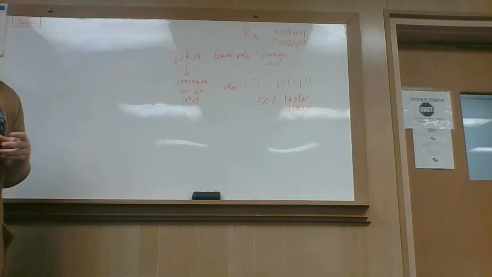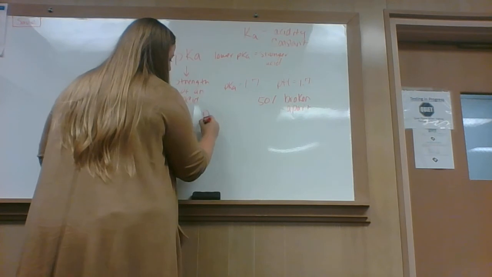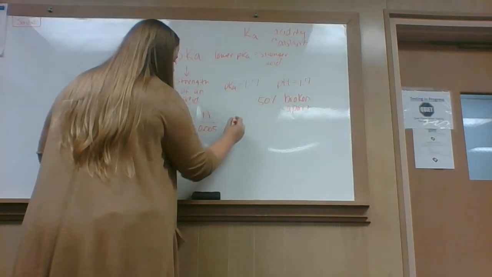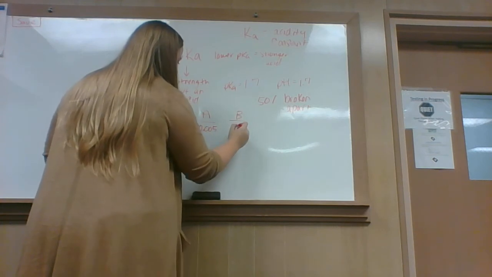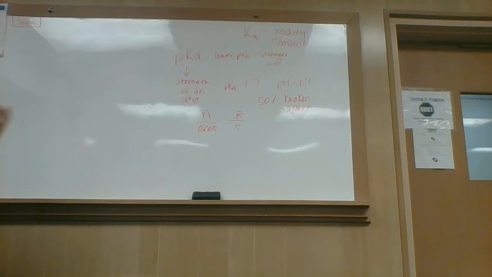He could also have you compare. So acid A has a pKa of 0.005. Acid B has a pKa of 5. Which is the stronger acid? A, because it's whatever one is lower.